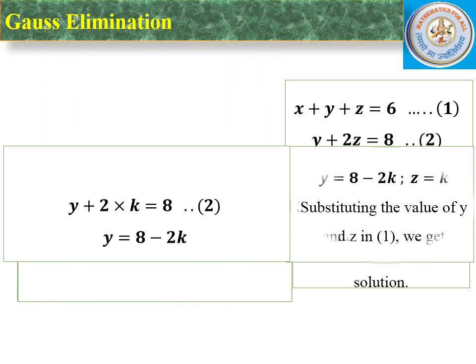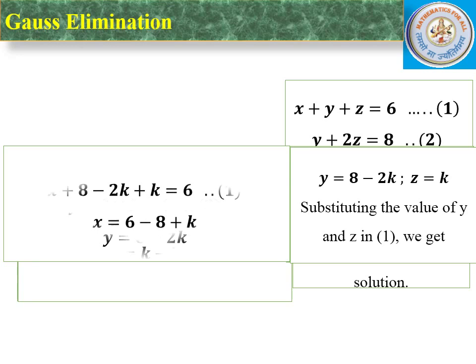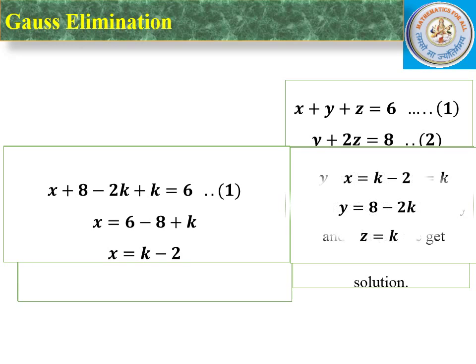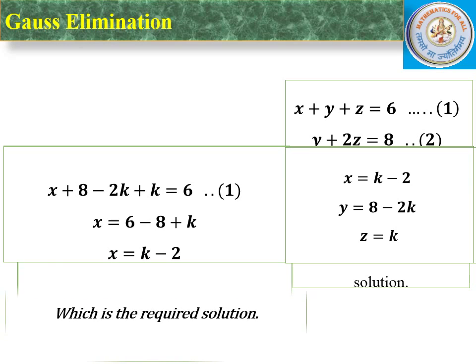After getting these two values, y is equal to 8 minus 2k and z is equal to k, we put them in equation 1. And finally we get x is equal to k minus 2. Thus we have all three results: x is equal to k minus 2, y is equal to 8 minus 2k, z is equal to k. This is our required solution.